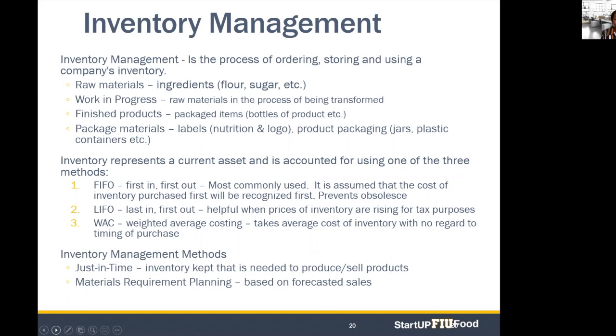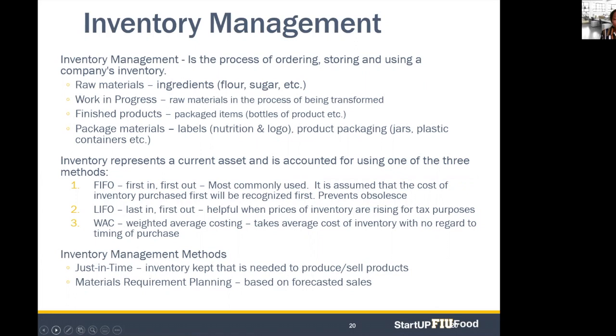So you have your raw materials, right? So I tried to make it for some things that you guys will have, which are your ingredients, right? Your flour, your sugar, whatever it is. For those who have restaurants, I'm sure it's much more complex than that. Those who are doing baking probably understand.